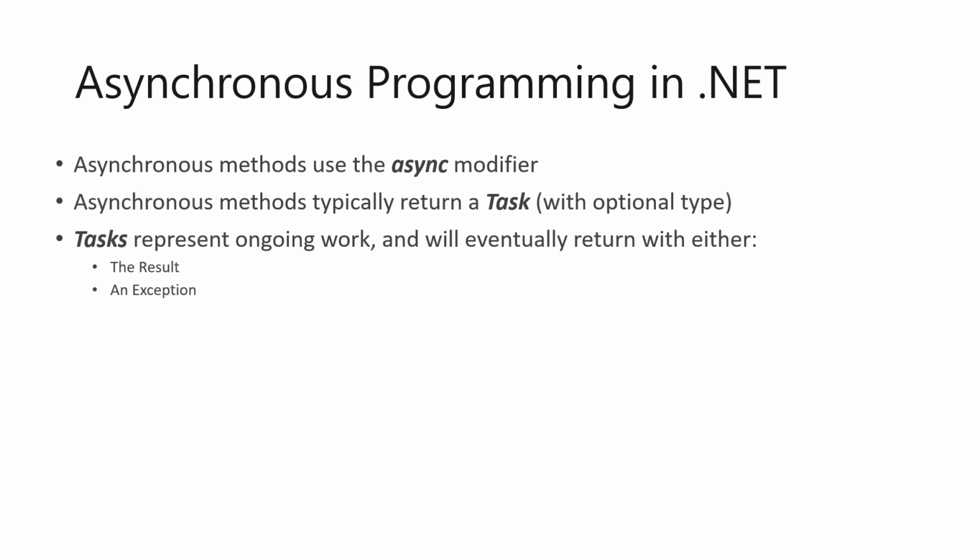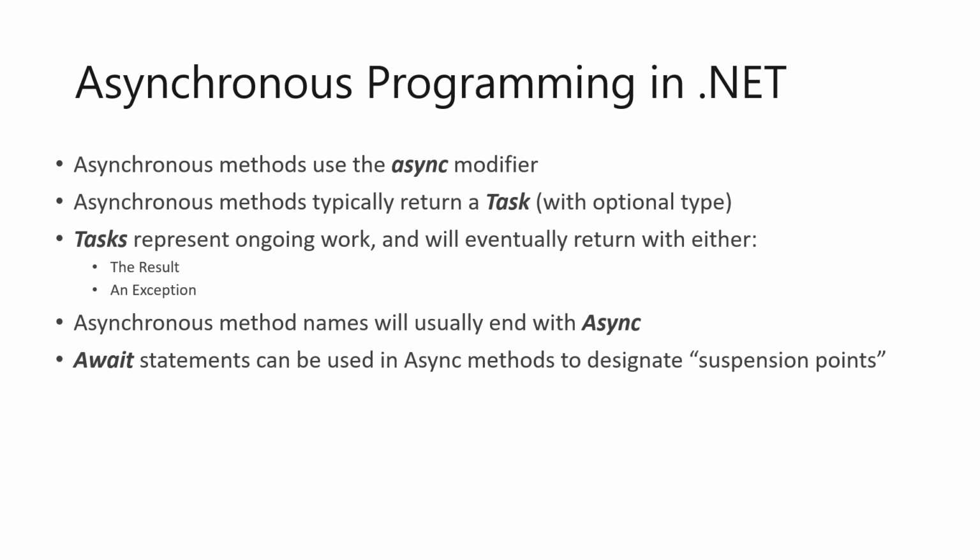method. So just a bit about naming conventions. Asynchronous methods will usually end with Async, so that gives you a clue as to the fact that they are asynchronous methods. And then await statements can be used to call those asynchronous methods when you need them, and what they really represent are suspension points.